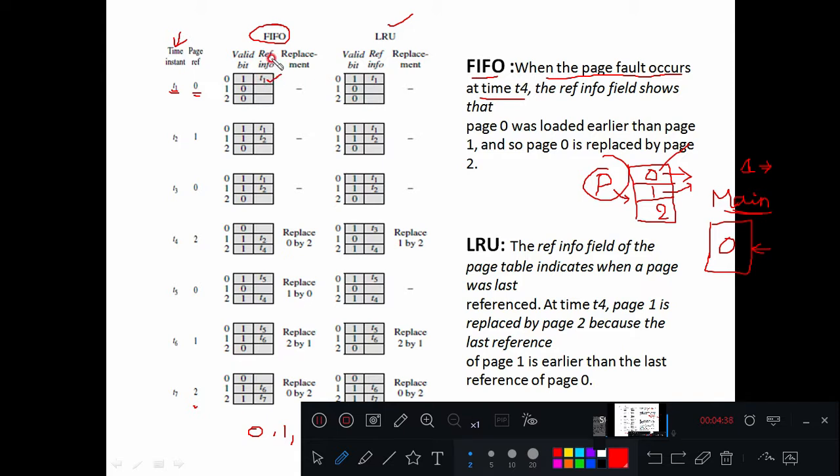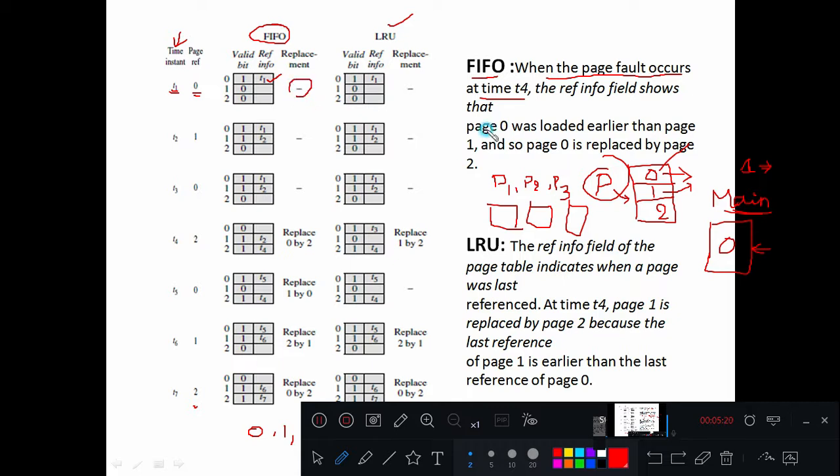That time is maintained in the reference information field of the page table. This is the page table of process P. Here I am taking only one process P. If I have multiple processes P1, P2 and P3, each needs its own page table to be maintained. Now reference information is T1. At T1 page 0 is referenced. Do I require any replacement?